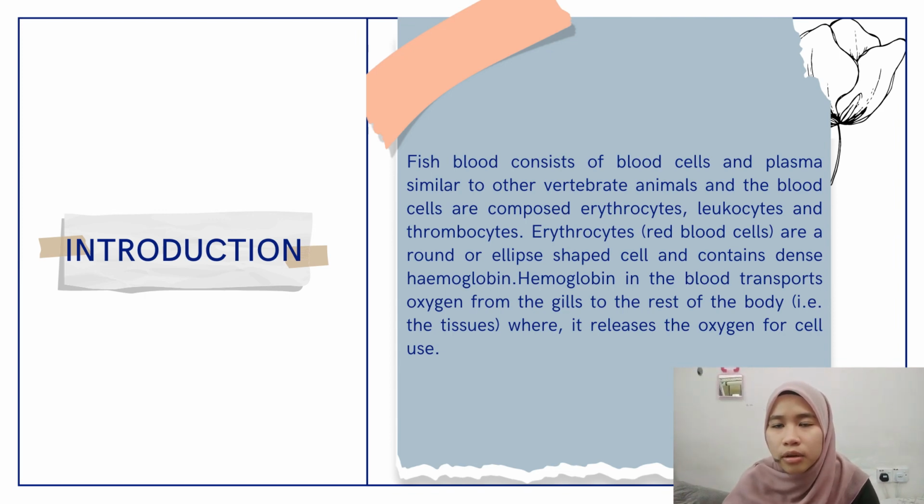A fish blood consists of blood cells and plasma, similar to other vertebrate animals, and the blood cells are composed of erythrocytes, leukocytes, and thrombocytes. Erythrocytes, that is red blood cells, are a round or ellipse-shaped cell and contain dense hemoglobins. Hemoglobins in the blood transport oxygen from the gills to the rest of the body, for example the tissue, where that oxygen is released for cell use.